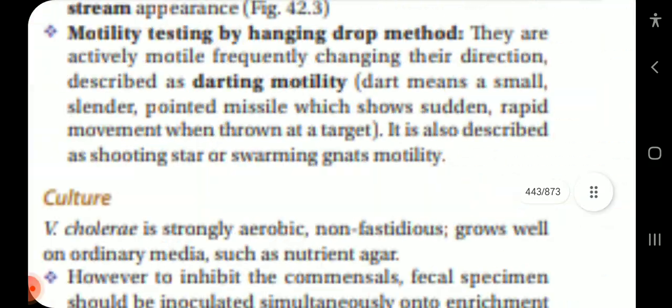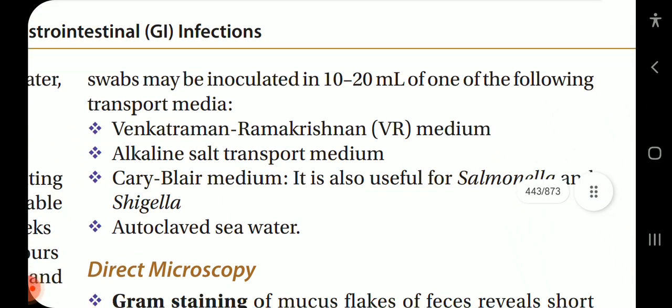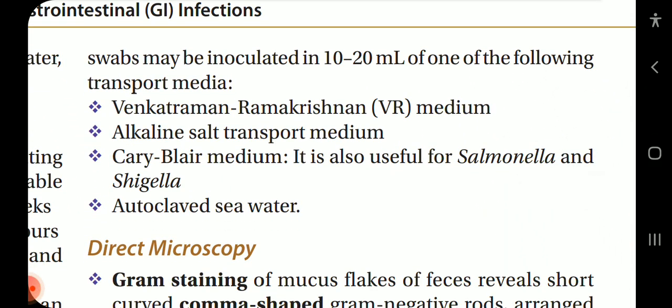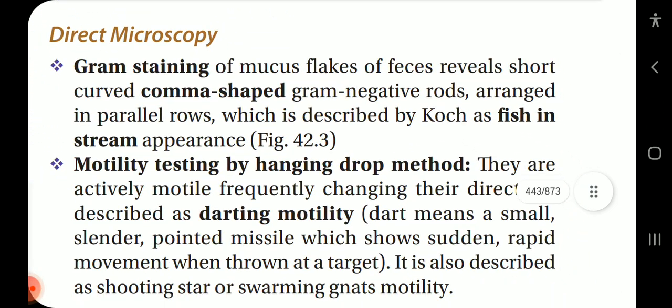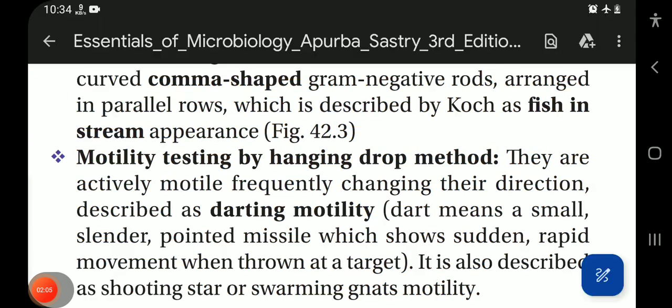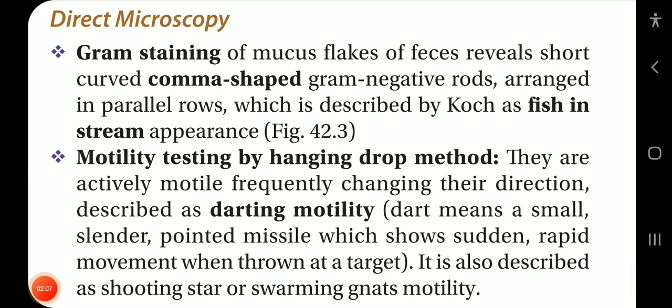stool 1 to 3 ml or rectal swabs may be inoculated in 10 to 20 ml of one of the following transport media: Venkatraman Ramakrishnan VR medium, alkaline salt transport medium, Cary-Blair medium. It is also useful for Salmonella and Shigella. Autoclaved seawater. Direct microscopy: gram staining of mucus flakes in feces reveals short, curved, comma-shaped gram-negative rods arranged in parallel rows, which is described by Koch as fish-in-stream appearance.